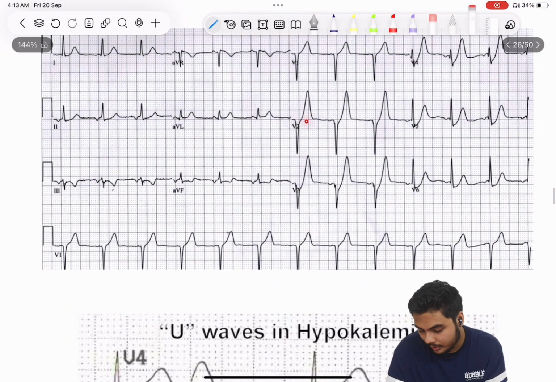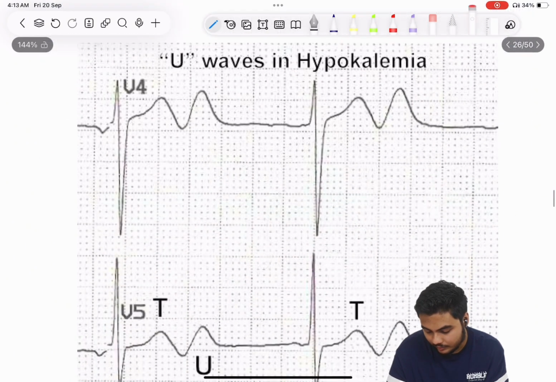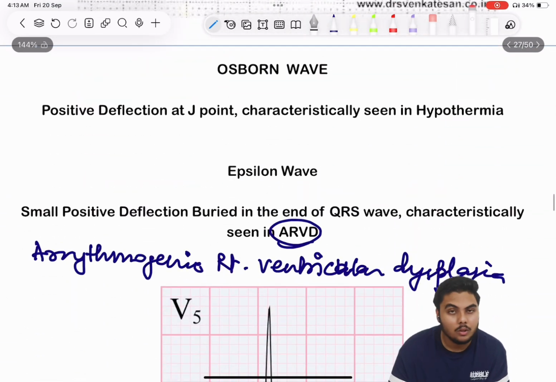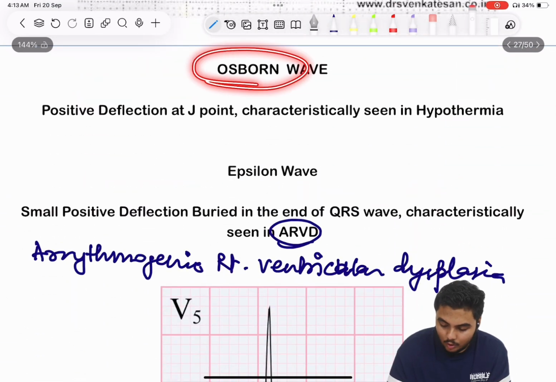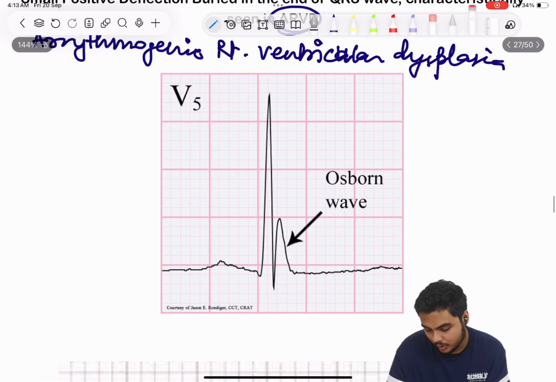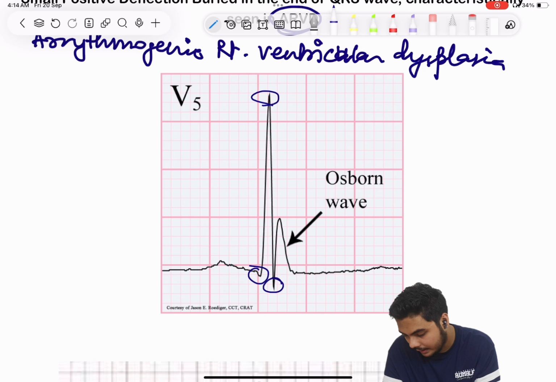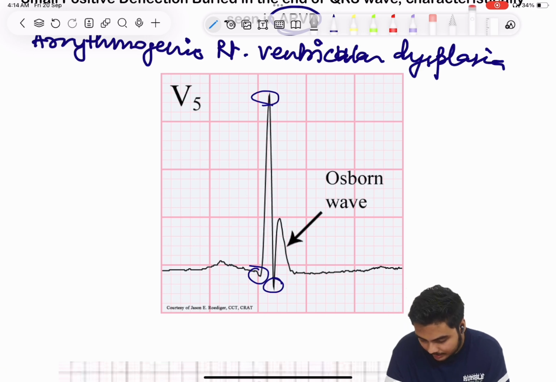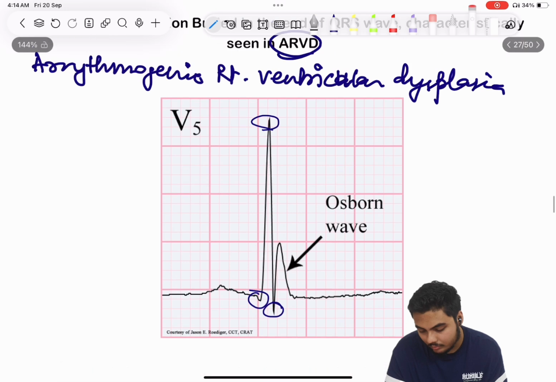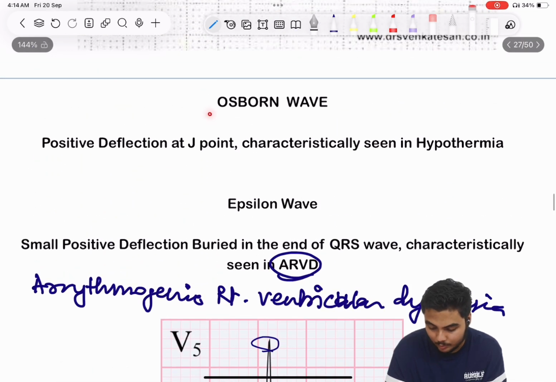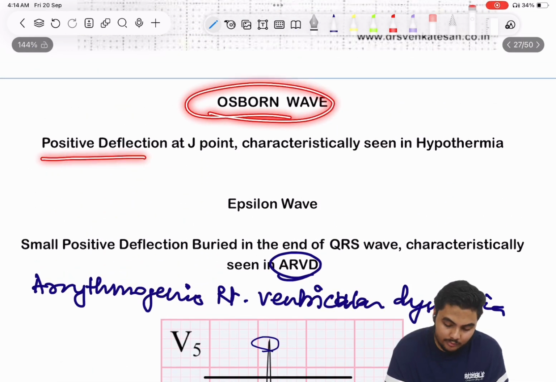Again, you can see tall tented T waves and U waves, right? Now, another one is the Osborn wave. So here you can see this is the Q, this is the R, and this is the S, right? And after this QRS complex, after this S wave, you can see another waveform. So this is what is called the Osborn wave, which is a positive deflection at the J point.